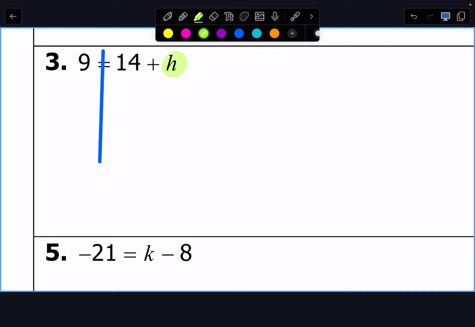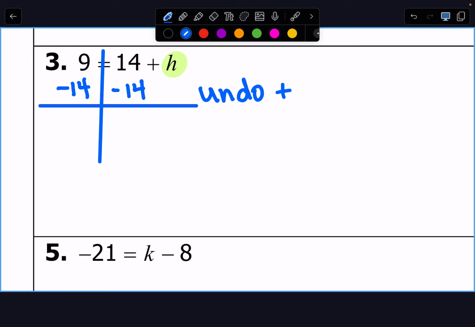Okay. Now, what we need to determine is which number is with H. 14. 14 is the number that's with H. So 14 is the number that we need to move. How are we going to undo? Well, what operation is in between H and 14? This is being added. So to undo it, how do we undo add? So we need to subtract 14 to both sides.